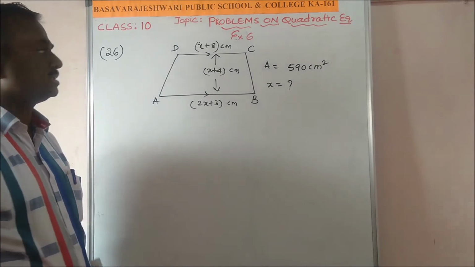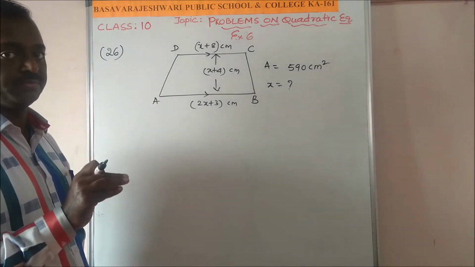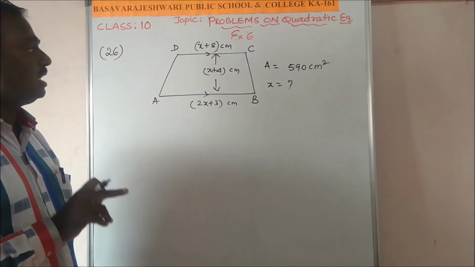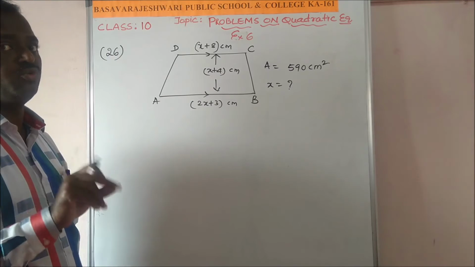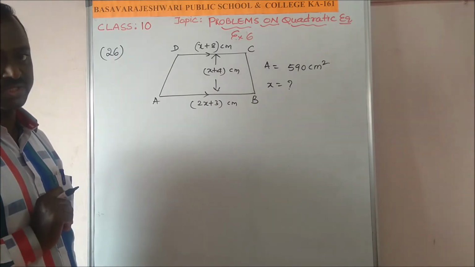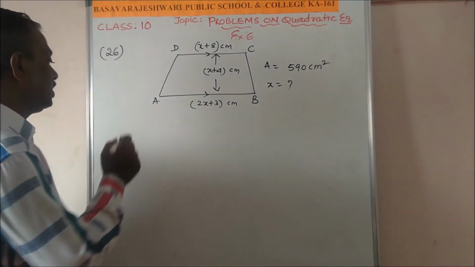Question number 26. They are given the two parallel sides of a trapezium, that is x plus 8 cm and 2x plus 3 cm. They are given the distance between the two parallel sides, that is x plus 4 cm. Area also they are given, 590 cm square. They are asking you to find out the x.